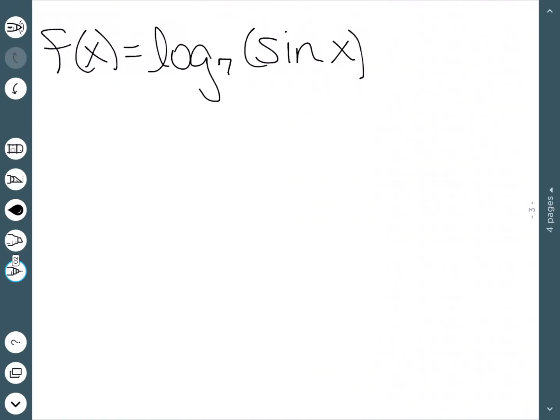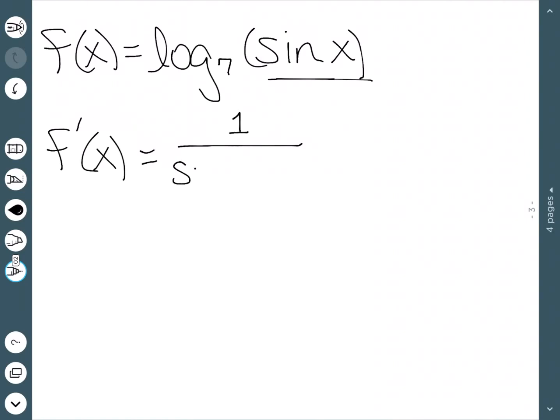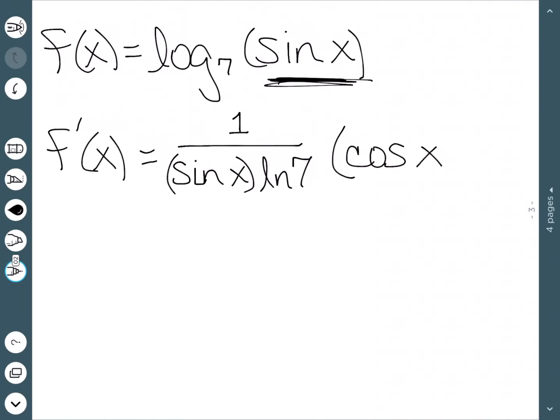Next we have log base 7 of sine x. Since this one's not base e, we have an extra term on the denominator. We're going to have 1 over, in this case x is sine x, so sine x times ln of your base, which in this case is 7. And then we do have to use the chain rule. We need to multiply by the derivative of the inside. The derivative of sine is cosine. So I have my new derivative.